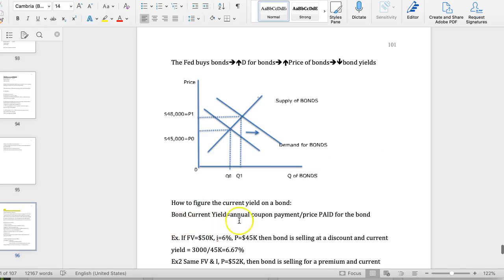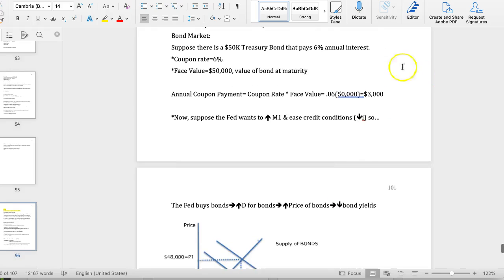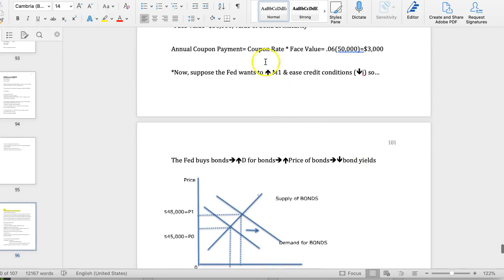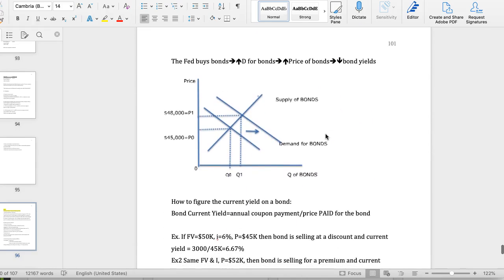You take the bond current yield equals the annual coupon payment, which we already figured out is $3,000, divided by the price paid for the bond. So not the coupon value. So remember the face value was $50,000. The face value is $50,000. But we're talking about these bonds costing 45 or 48. So what's going on there? Well, that is all determined in the market by the supply and demand of the bonds.